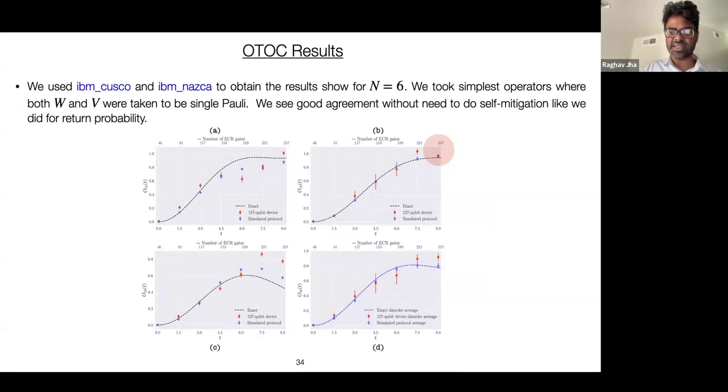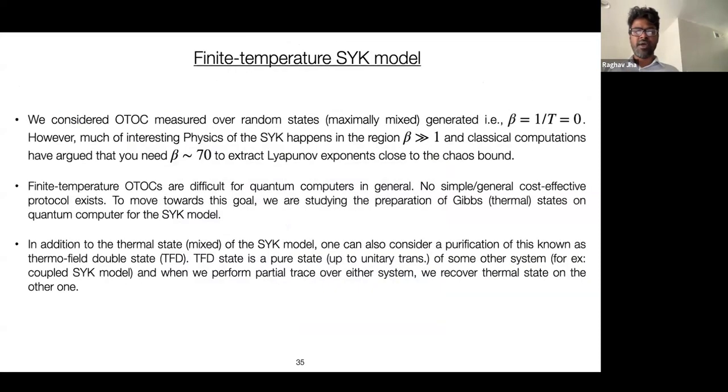So the black and the blue are the exact results, and the one in red is the result from the device, and then the one in blue is from a noiseless simulator, for example, from Qiskit. So you can do the same thing on Qiskit exactly, and on the hardware, and we compare all these, and the agreement is pretty reasonable for a complicated observable like OTOC.